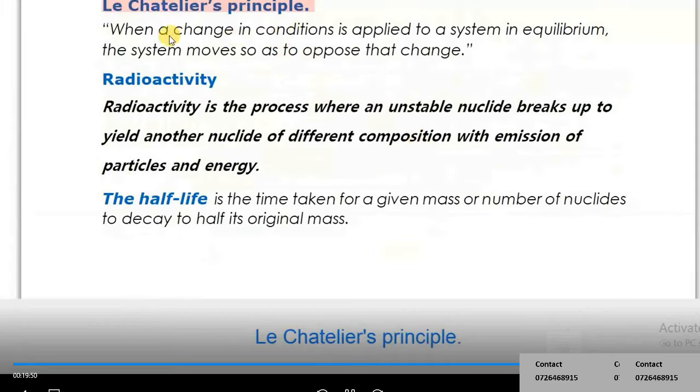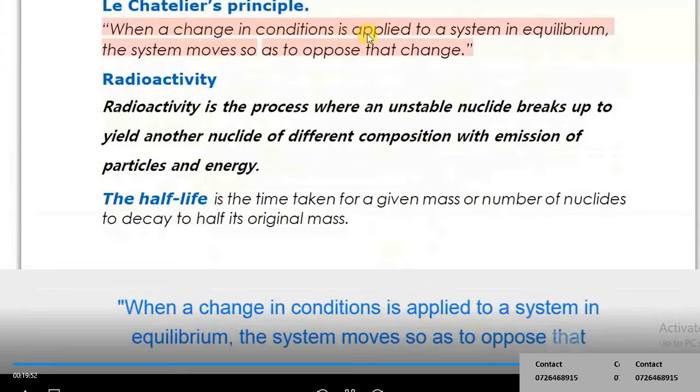Le Chatelier's principle. When a change in conditions is applied to a system in equilibrium, the system moves so as to oppose that change.